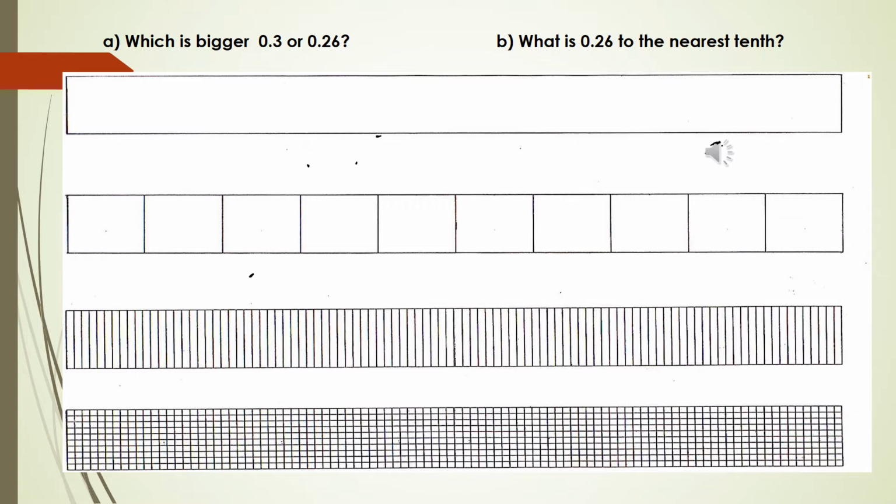So which is bigger, 0.3 or 0.26? Well, by shading those values in onto the relevant bars, the learner has a clear representation in front of them of which one is bigger and why it's bigger and how much it's bigger by.